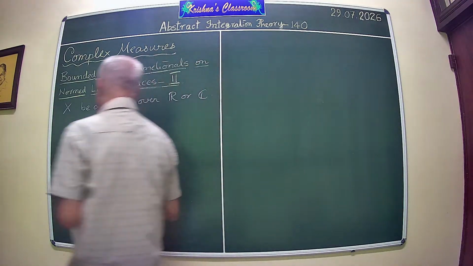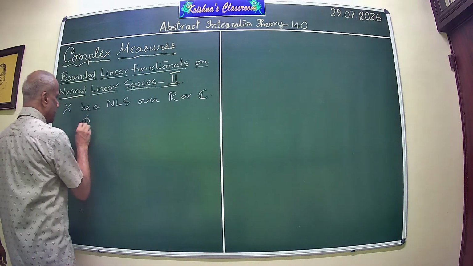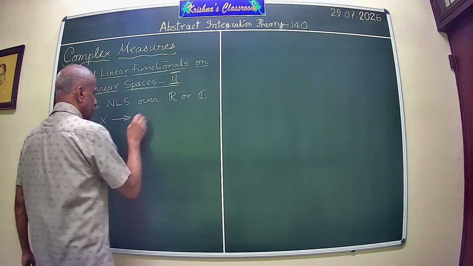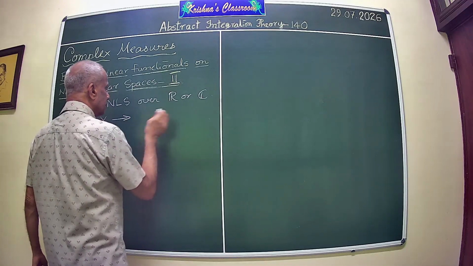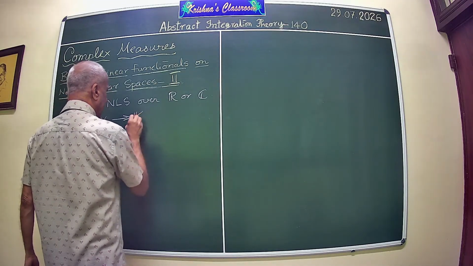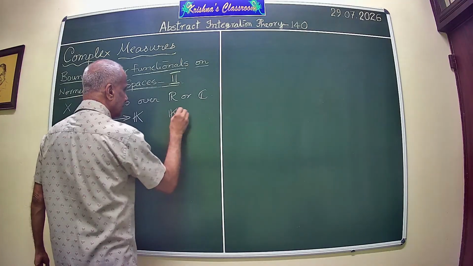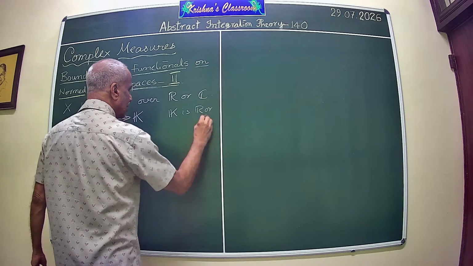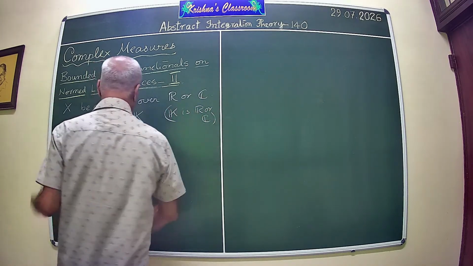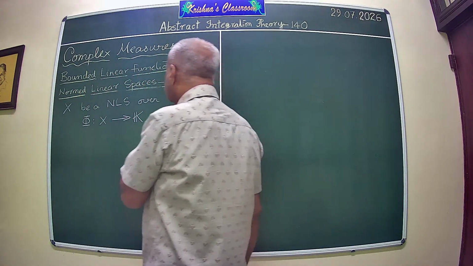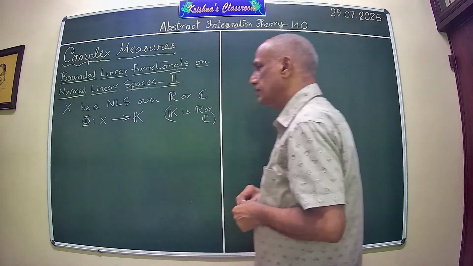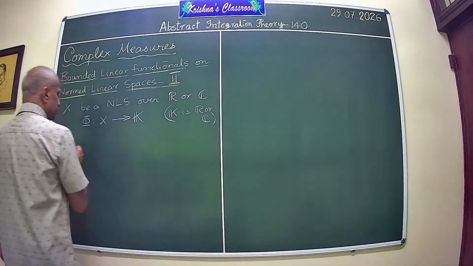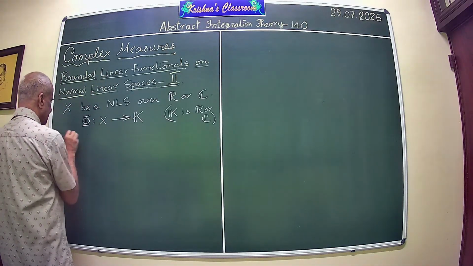Now consider a map phi from X to the field. Let me use K, where K is R or C, depending on whatever be the field associated. Now we assume phi is linear.